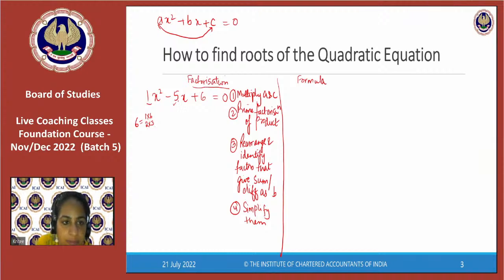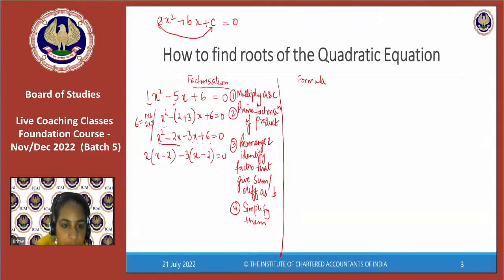2 plus 3 also gives me 5, so I'll pick this up. I'll say x square minus (2 plus 3) x plus 6 equals 0. Open the bracket: x square minus 2x minus 3x plus 6 equals 0. Take x common from these two terms, you're left with x minus 2. Take minus 3 common from these two terms, you're left with positive x here, but minus 3 taken out gives you negative 2. So if you see, x minus 2 is there on both sides, so you take x minus 2 common out of here, and we are left with x minus 3.